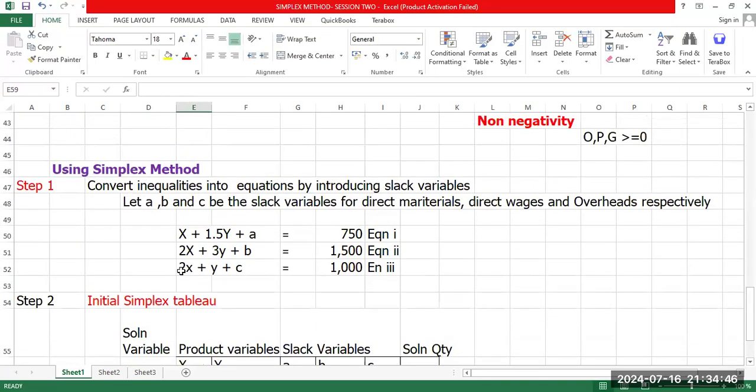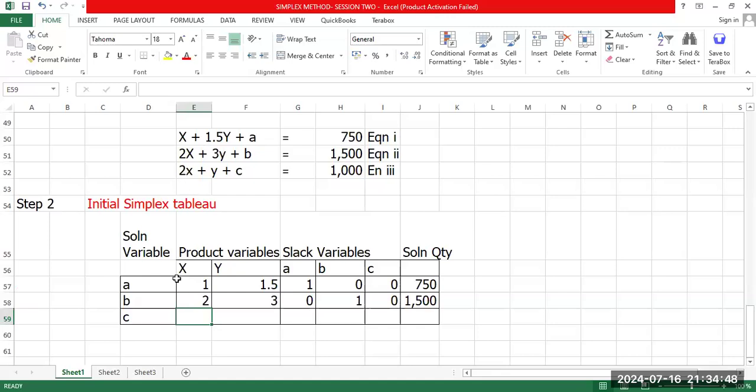Then next, equation 3, this is 2. This is 1. Do we have A on equation 3? No. So this is 0. We don't have B on equation 3. This is 0. Do we have C on equation 3? Yes. So this is 1. Then the value after the equal sign is 1. Solve that.